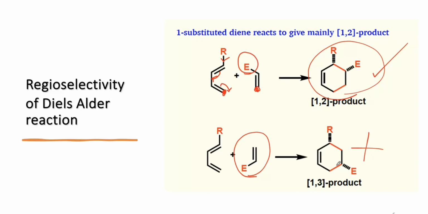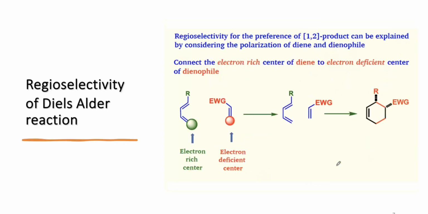When one substituted diene reacts with the dienophile, it will result in the formation of 1,2 product. Now, the preference for 1,2 product can be explained by considering the polarization of the diene and dienophile as we have seen in the previous slide. So we will connect the electron rich center of the diene to electron deficient center of the dienophile. So this is the electron rich center of the diene as we have seen in the previous slide, and this is the electron deficient center of the dienophile.